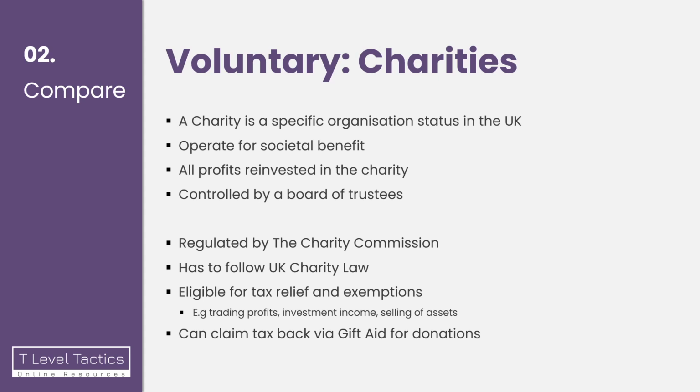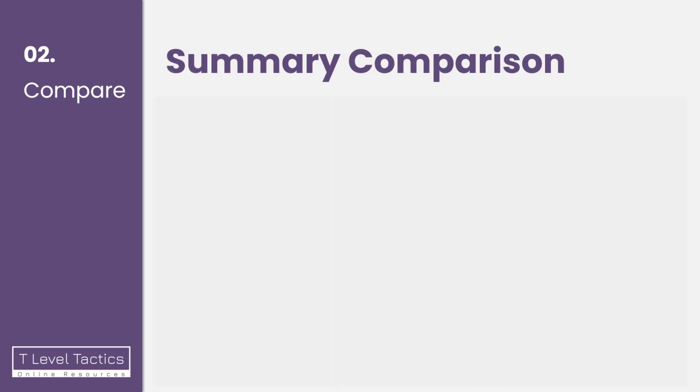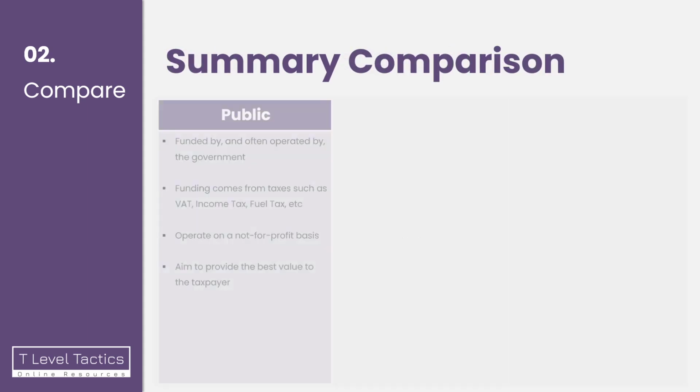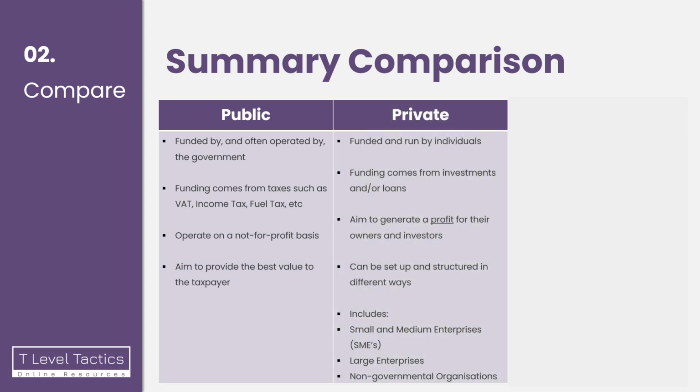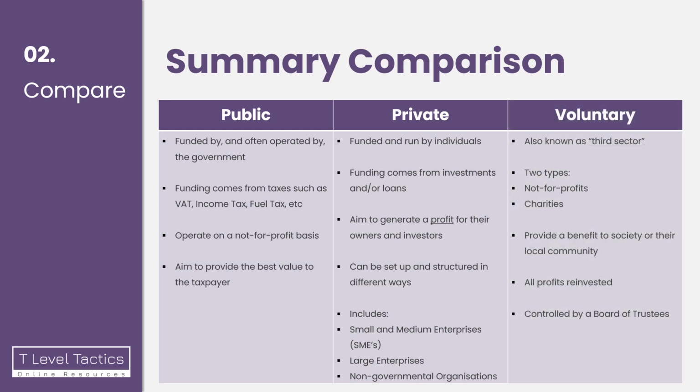Okay, so we've quickly gone through those 3 different types of organizations. Let's have a quick summary of that. First of all, we looked at public organizations that were often funded by and operated by the government. Private organizations that are funded and run by individuals and aim to make a profit. And also voluntary organizations, sometimes known as the third sector, that have not-for-profit and charities, remembering that charities are a protected status.